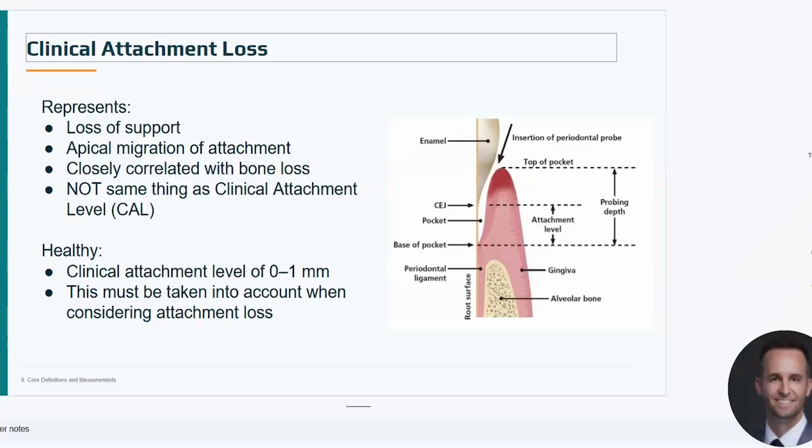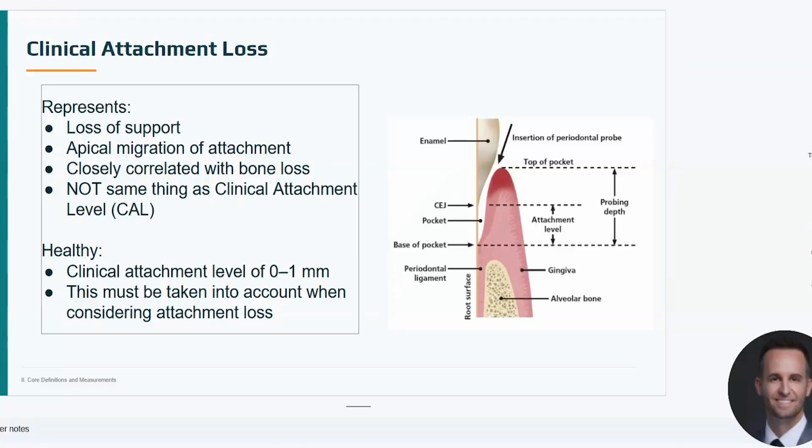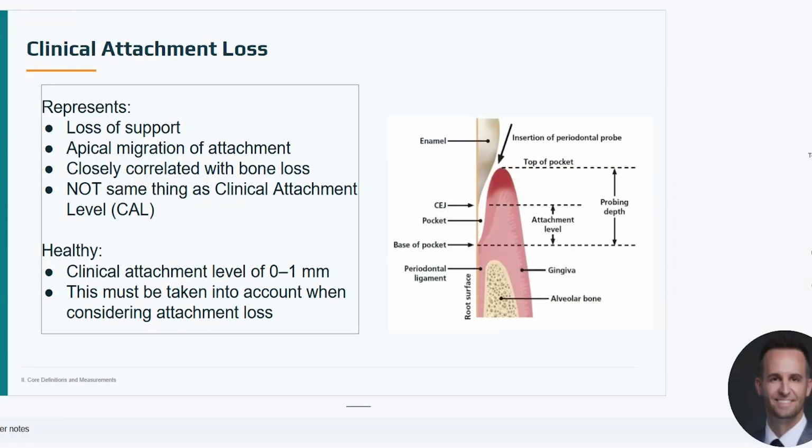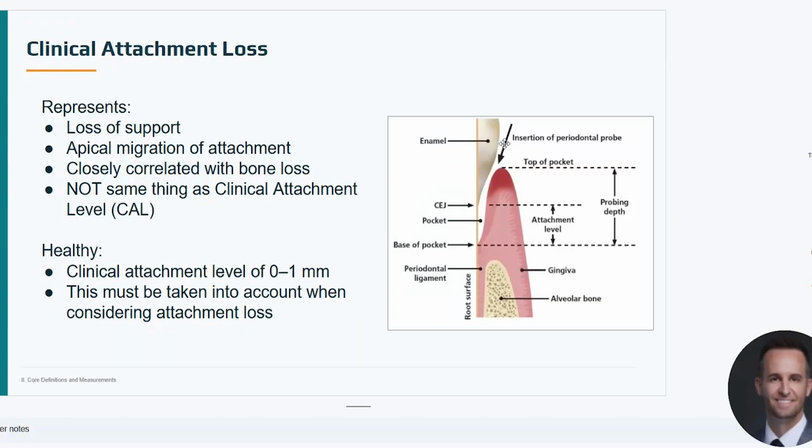I have not seen an acronym for clinical attachment loss. We just say the entire thing. We can say CAL for clinical attachment level. Clinical attachment loss is something a little bit different. Clinical attachment loss represents the actual loss of the gum tissue attachment from where it started. Everyone's attachment starts in a slightly different spot.